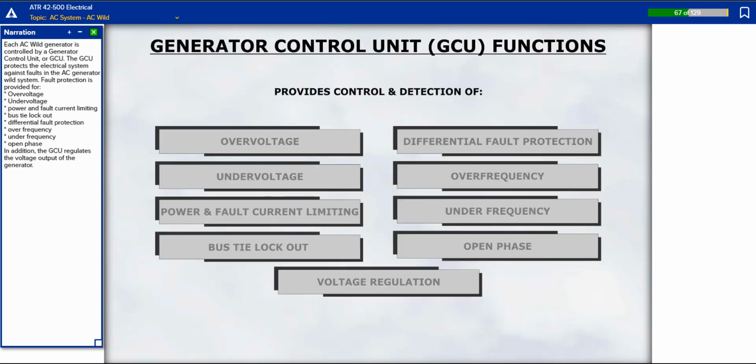Each AC wild generator is controlled by a generator control unit, or GCU. The GCU protects the electrical system against faults in the AC wild generator system. Fault protection is provided for overvoltage, undervoltage, power and fault current limiting, bus tie lockout, differential fault protection, overfrequency, underfrequency, and open phase. In addition, the GCU regulates the voltage output of the generator.